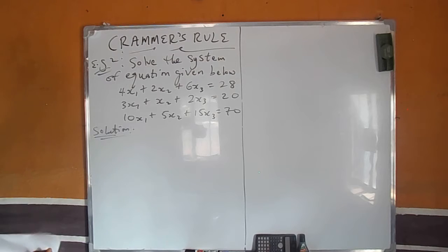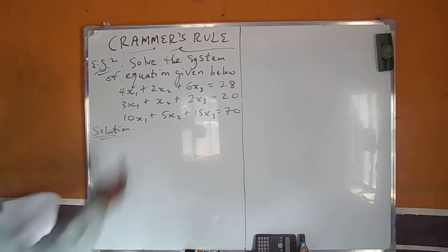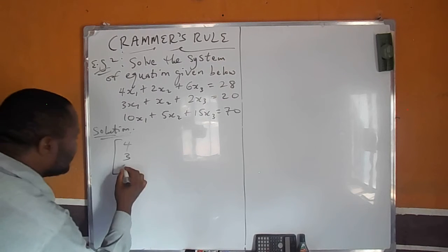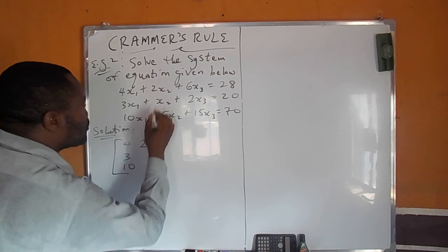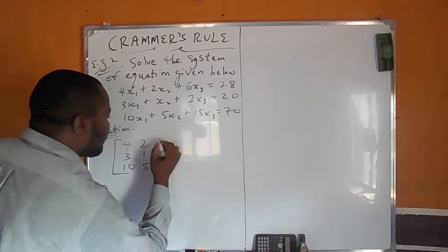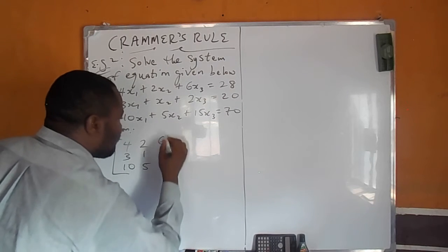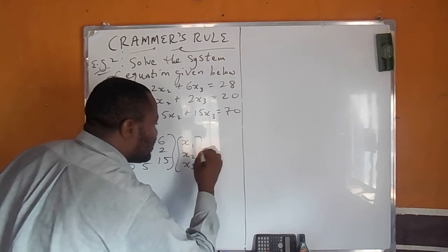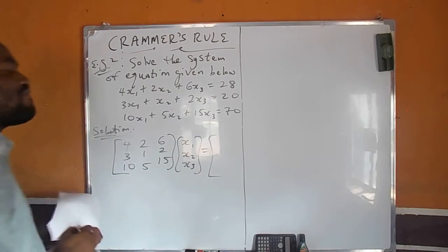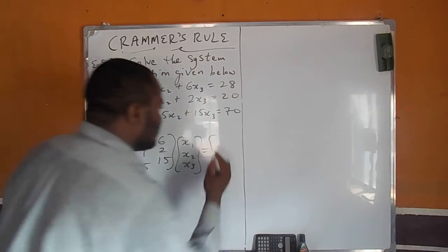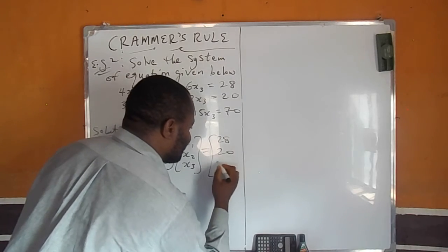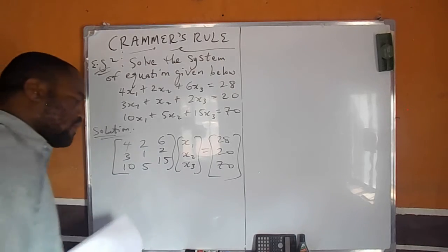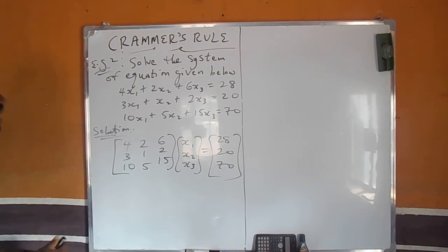The determinant of the coefficient matrix here will give us 4, 3, 10, 2, 1, 5, 6, 2, 15. Then we have x1, x2, x3 equals the answer values, which are 28, 20, 70. Now we look for the determinant of x1.